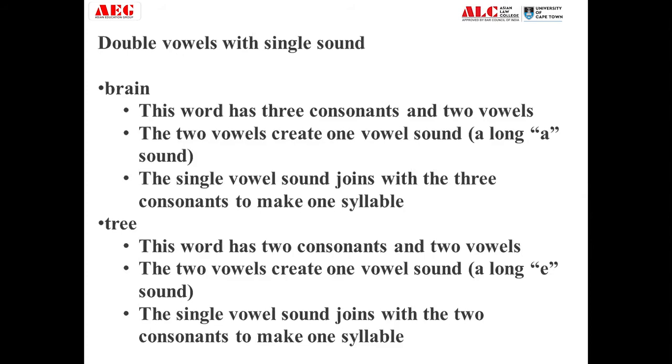Tree. This word has two consonants and two vowels here, if you can see. The two vowels create one vowel sound, a long E sound. Tree. The single vowel sound joins with the two consonants to make one syllable. Let's move on further.